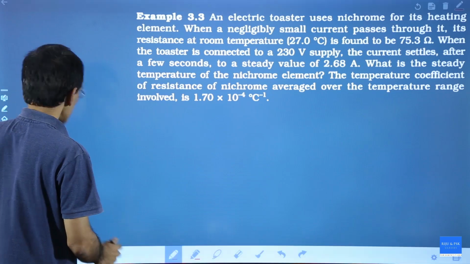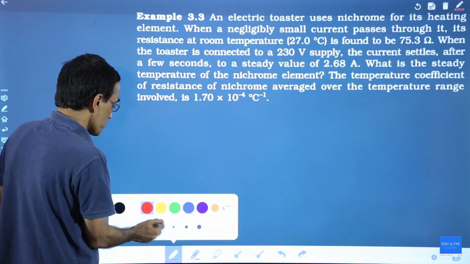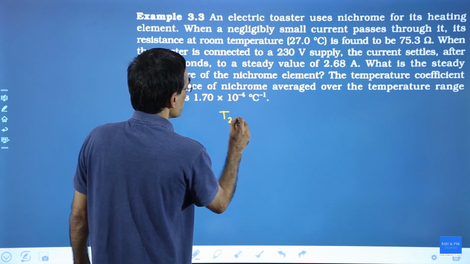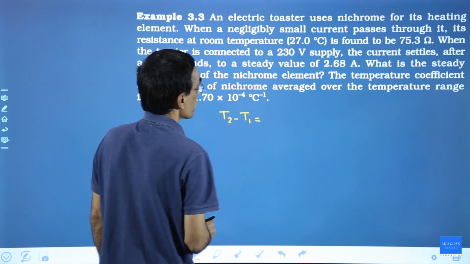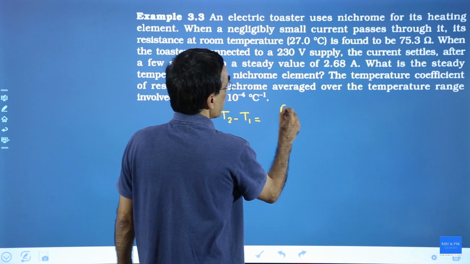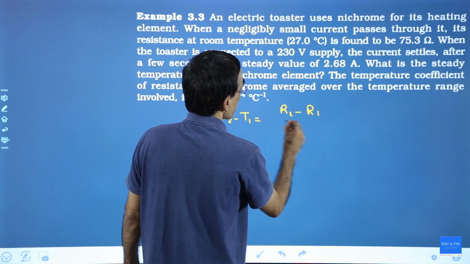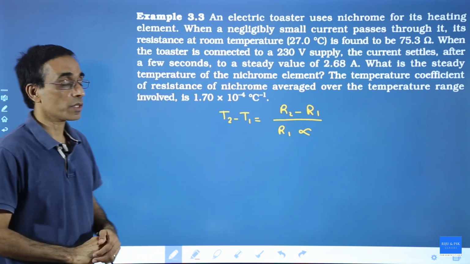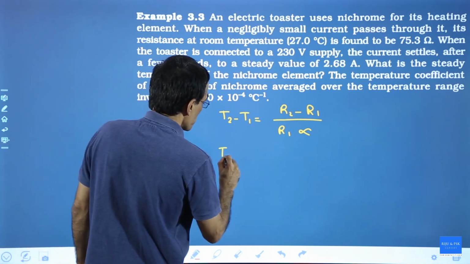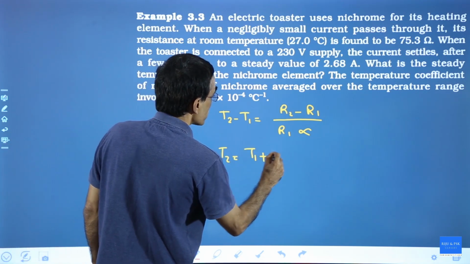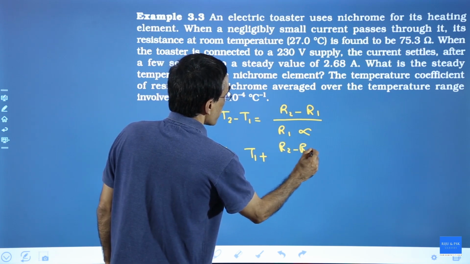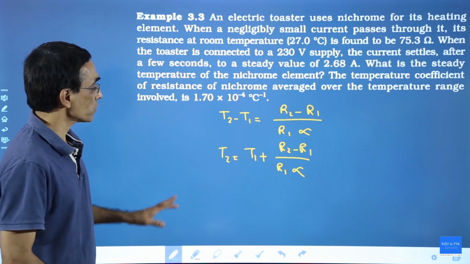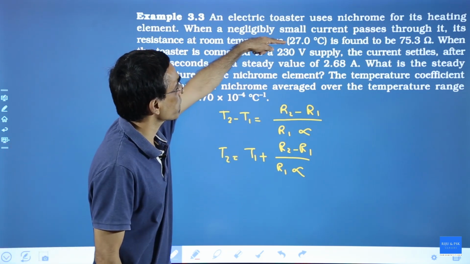Let me try. This is solved in NCERT. So, you can just go through that one. So, here I can write T2 minus T1 equal to (R2 minus R1) divided by (R1 alpha), where alpha is the average value. Now I want T2, so T2 is nothing but T1 plus (R2 minus R1) by (R1 into alpha). Just to substitute the values, T1 is the initial temperature.